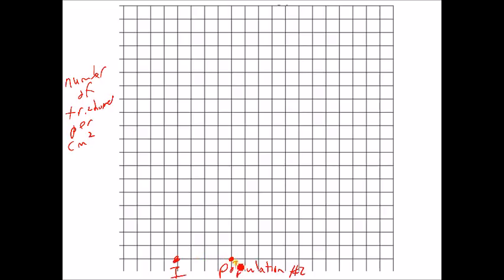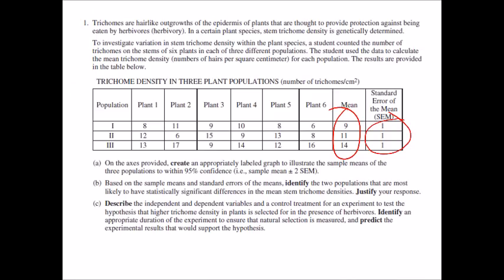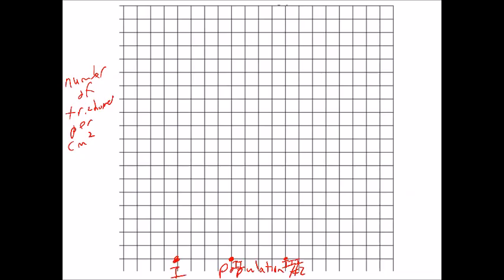This is going to be population 2, and this is going to be population 3. So we want to graph the means first of all. We have means of 9, 11, and 14. Let's just make these be 1 apiece.